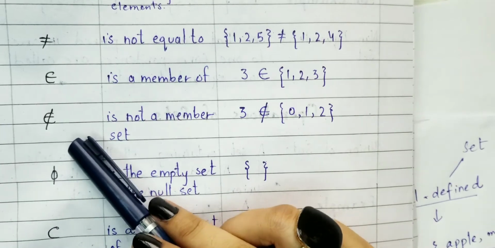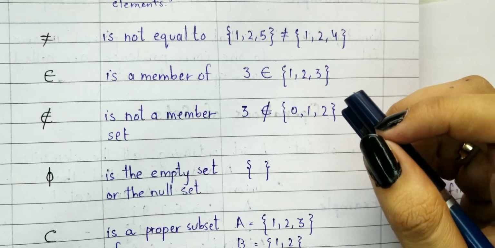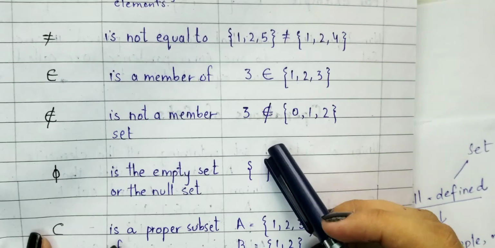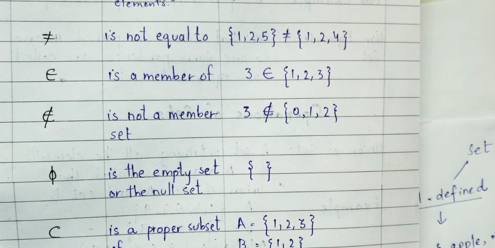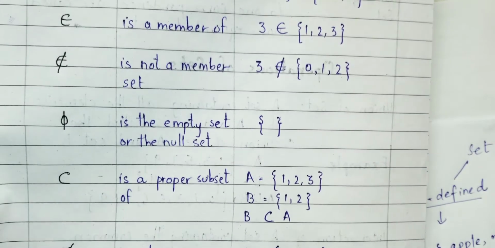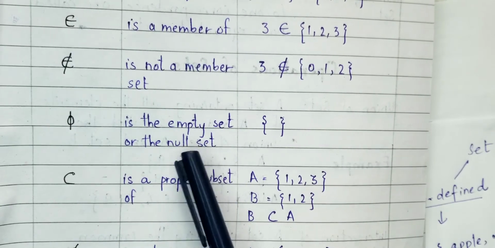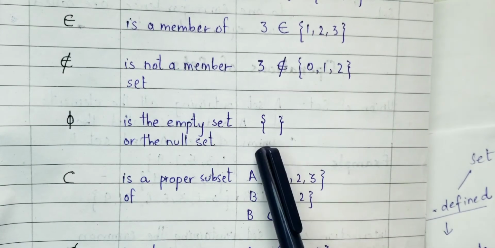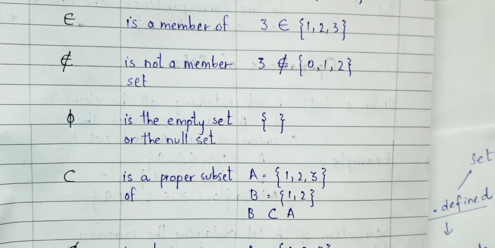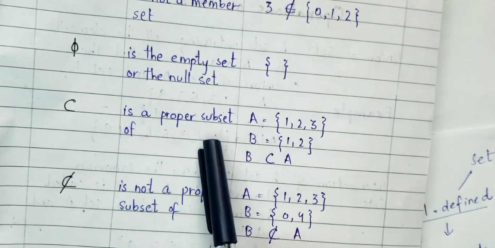And the other is not belong to. So if I write a number that is not a member of the set, then we will represent it with this symbol, and we say that 3 does not belong to this set. Now one more thing that we have discussed is the empty set or the null set. We use a symbol for this, and when we represent it, it is in the form of curly brackets without any element. All right.